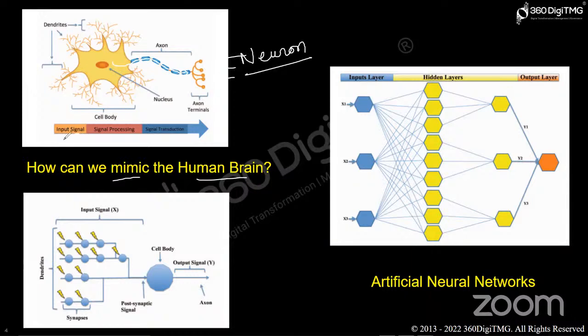So here the first part is input. This is the part where input happens. This is the part where processing happens. And this is the transference of signal or signal transduction. These are the terminals of a neuron. So this is a single neuron. Multiple neurons are connected with each other, and they can transfer this signal from here to the brain so that it will be processed.